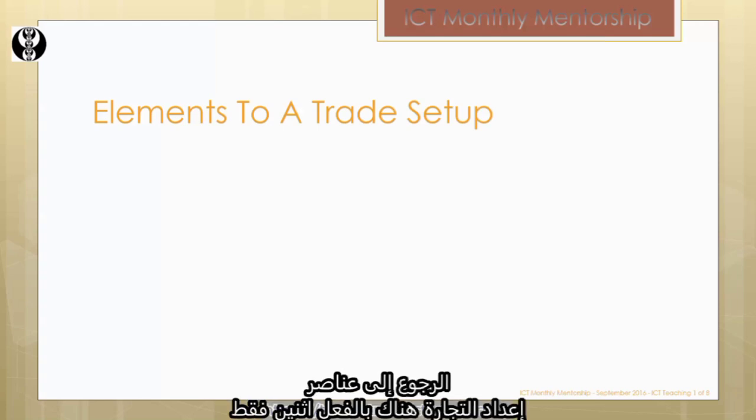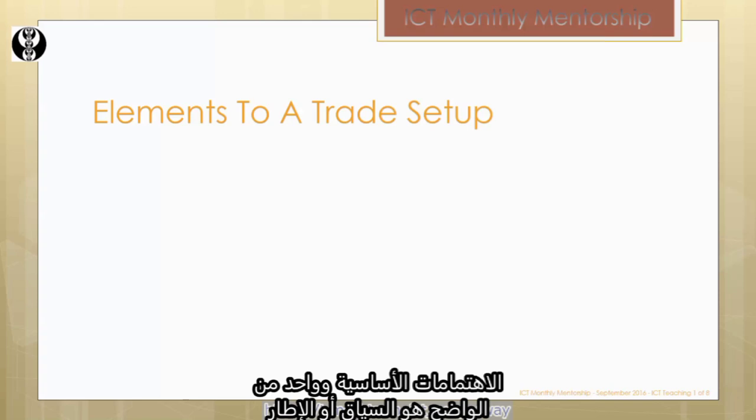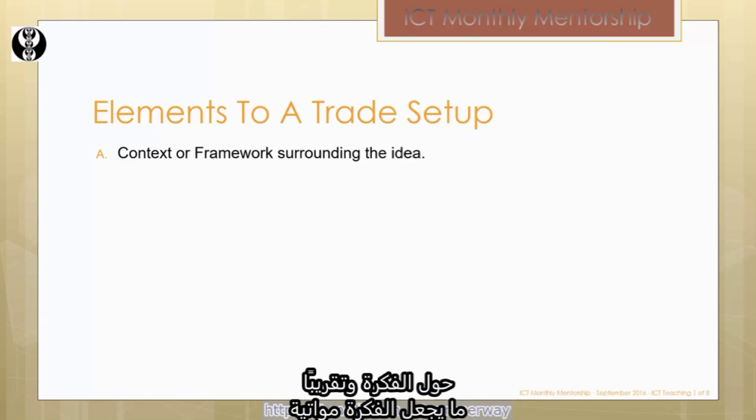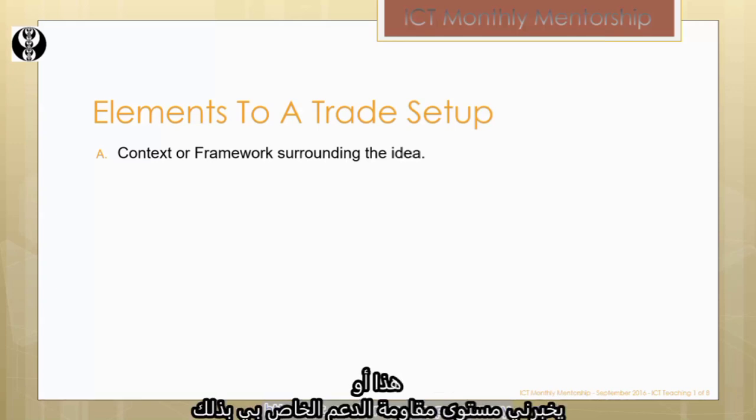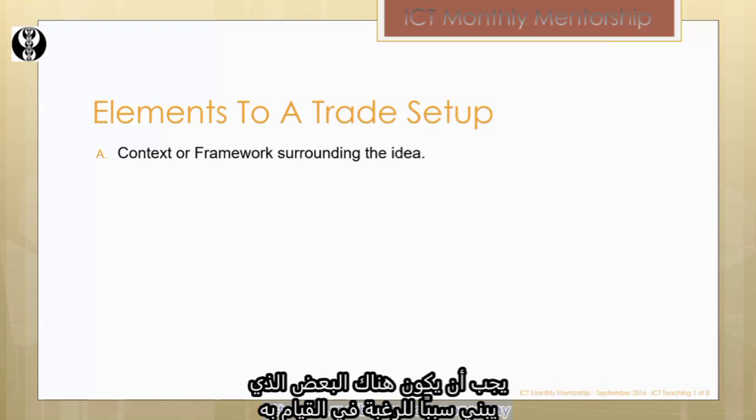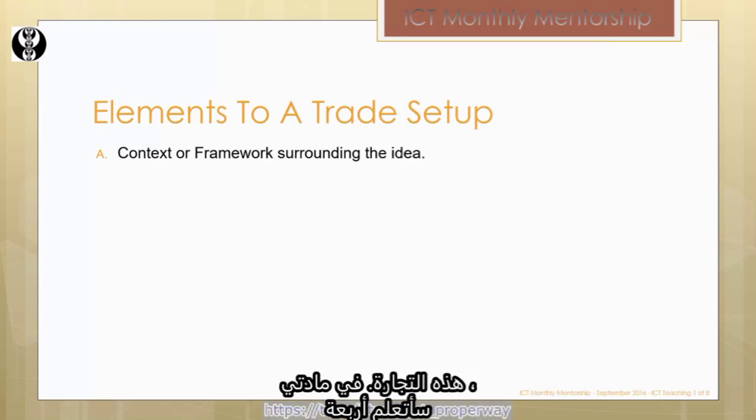When we refer to elements to a trade setup, there's really just two primary concerns, and one is obviously context or framework surrounding the idea. In other words, what makes the idea favorable for a trade. It's not just simply, well, my indicator tells me this or my support and resistance level tells me that. There has to be something that builds a reason to want to do this trade.